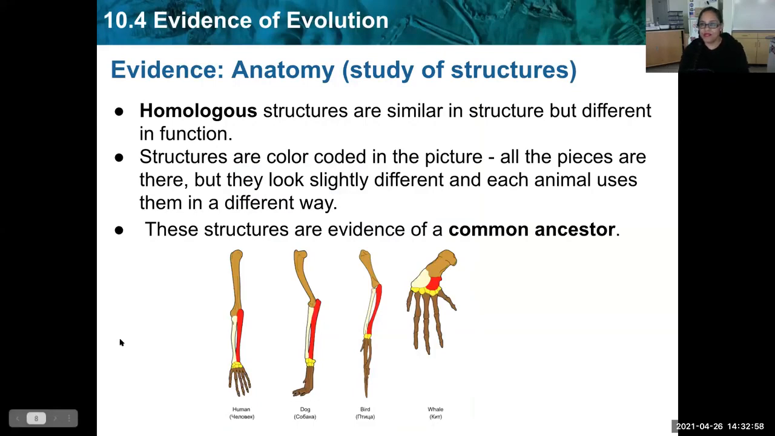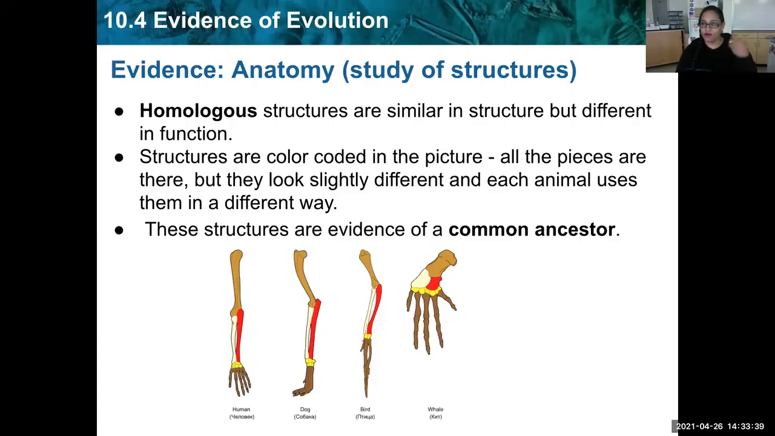We'll come back to the embryos in a minute. But another line of evidence is anatomy. It's the study of the structures of our body. And there's a few different structures that scientists look at. They look at homologous structures. So remember from chapter 6, the prefix homo means same and logos means structure. So homologous structures are similar in structure, but different in function. In the picture, the structures are color-coded. All the pieces are there, but they look slightly different, and each animal uses them in a different way. And homologous structures are evidence of a common ancestor.